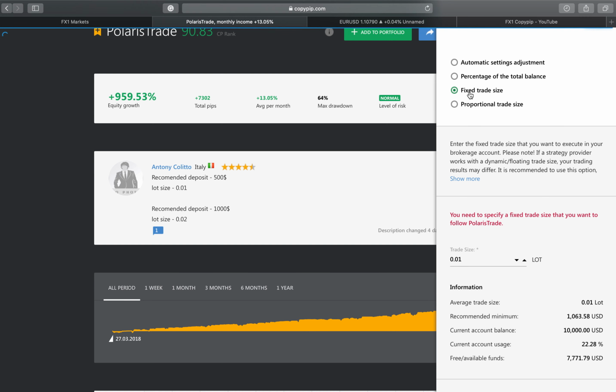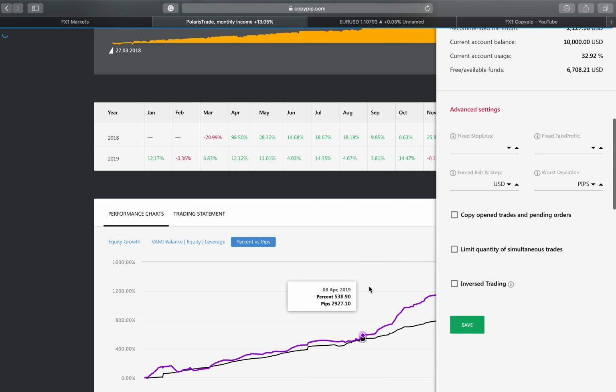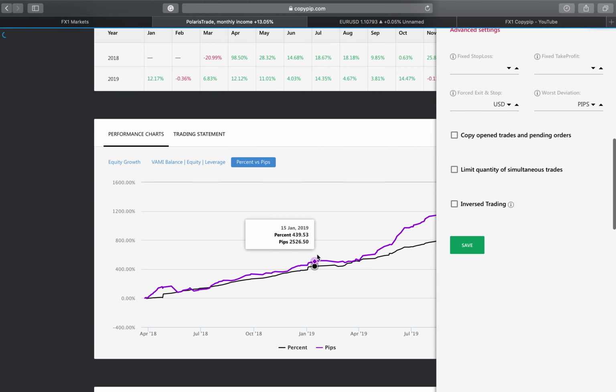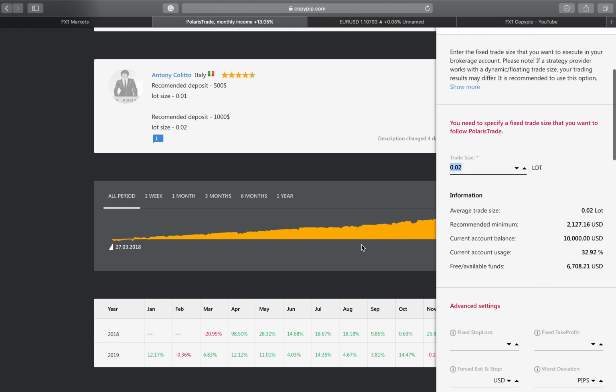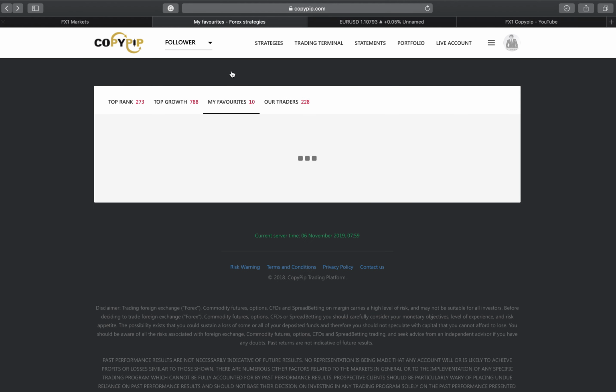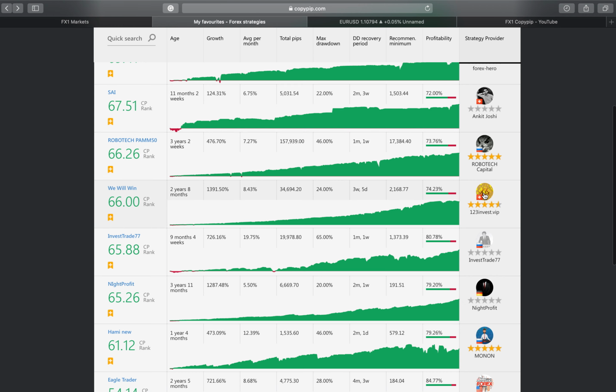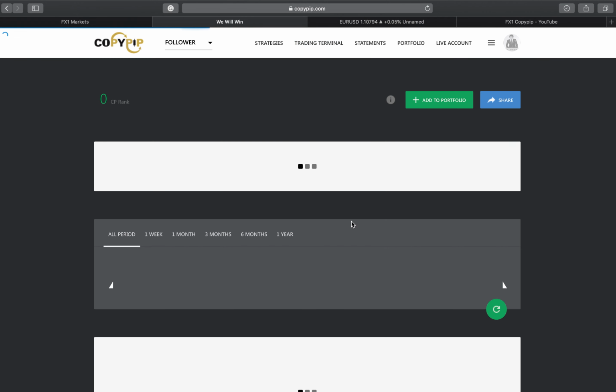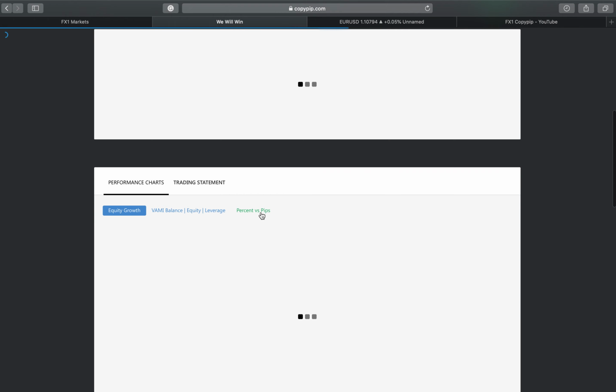For this fixed trade size, no matter what you open, let's say 0.02, if the trader opens 5 lots, you open 0.02. If the trader opens 0.01, whatever trade size the trader opens, you just open this amount of lot size, 0.02. This is good only when you have a parallel percent vs pips. Let's say for this case I might be able to find a trader with that parallel percent vs pips. I think this trader, I've got it.